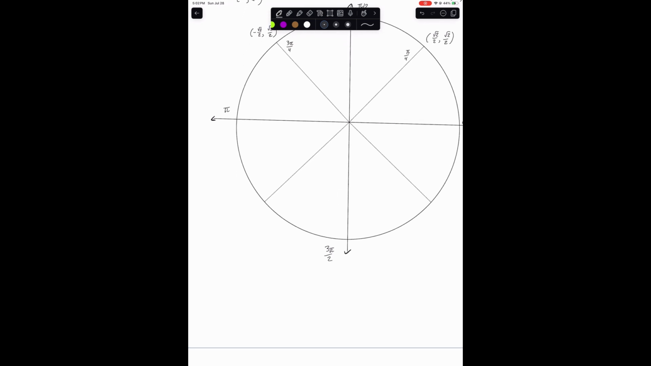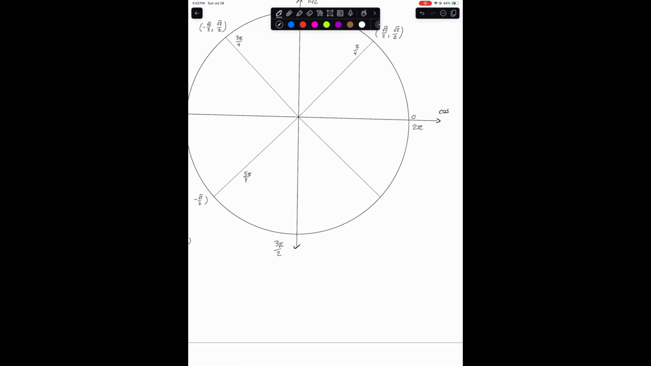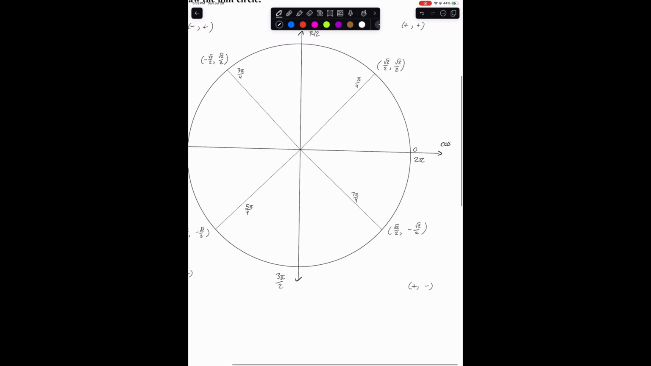We get down here to 5 pi over 4. This is a double negative region. So we have negative root 2 over 2 and negative root 2 over 2. And finally, for 7 pi over 4, this is a positive negative region. So we have positive root 2 over 2 and then negative root 2 over 2. This process repeats for pi over 6 as well.